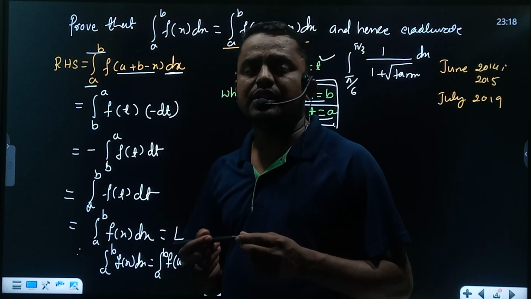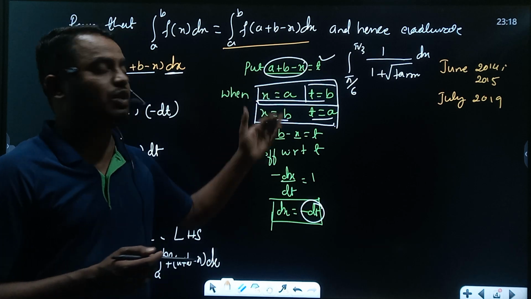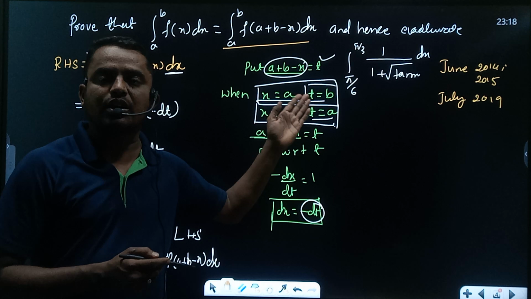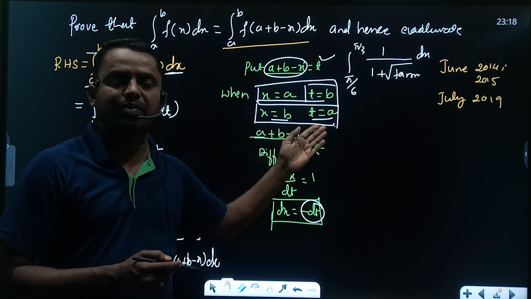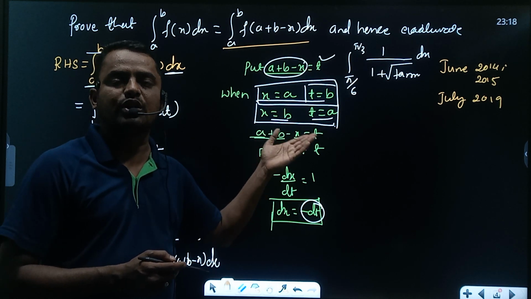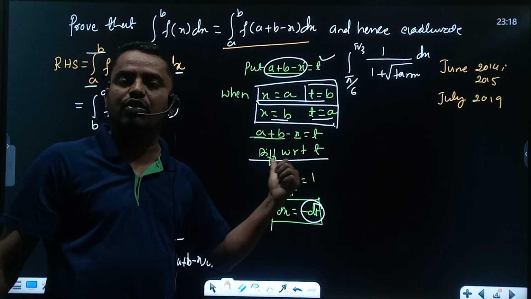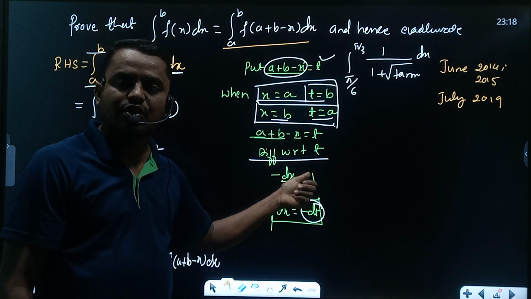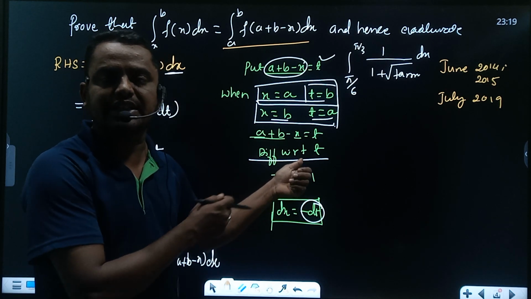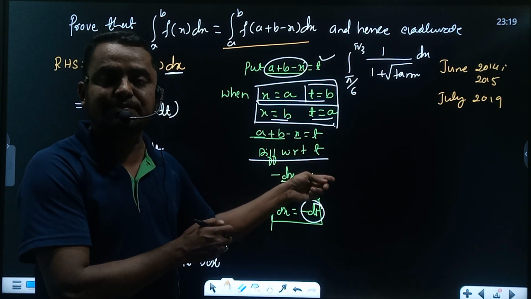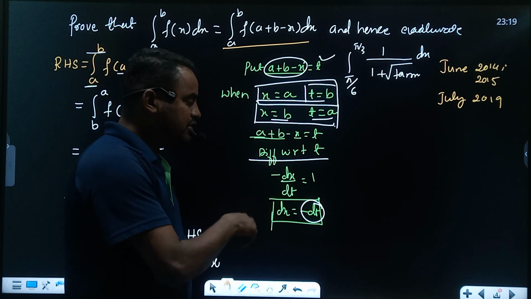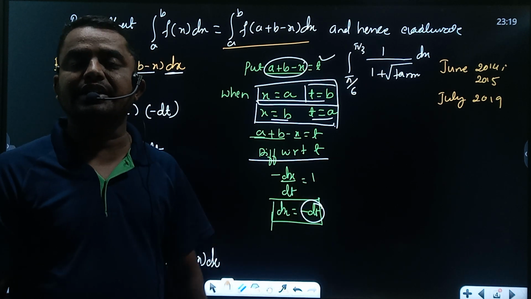It's very simple. Put a plus b minus x is equal to t and change the limit. When x is equal to a, the value of t will become b. When x is equal to b, the value of t will become a. Then once again write a plus b minus x is equal to t. On differentiating, derivative of a is 0, derivative of b is 0, minus sign as it is. Derivative of x with respect to t is minus dx by dt. On the right side, t with respect to t is 1. So minus dx by dt is equal to 1, and solving for dx, dx is equal to minus dt.